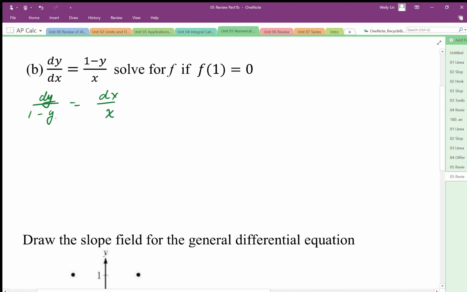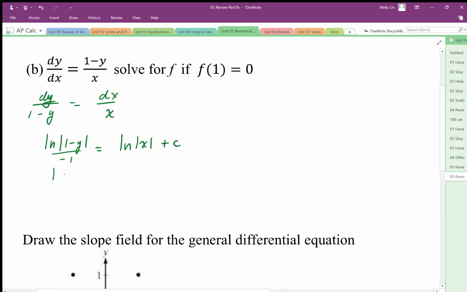Okay, so integrating this side here, I'm going to end up with log 1 minus y, and I have to divide that by -1 because of the chain rule. And then I'm going to end up with log x plus c.